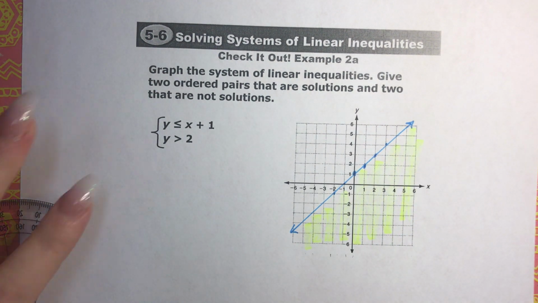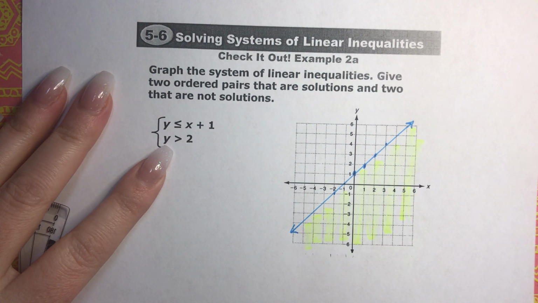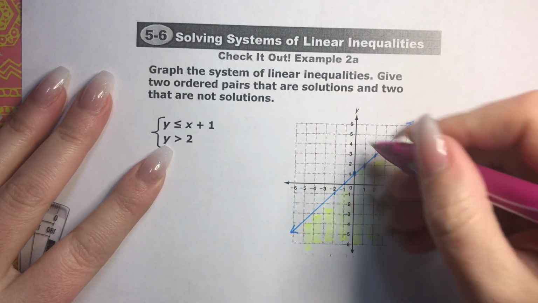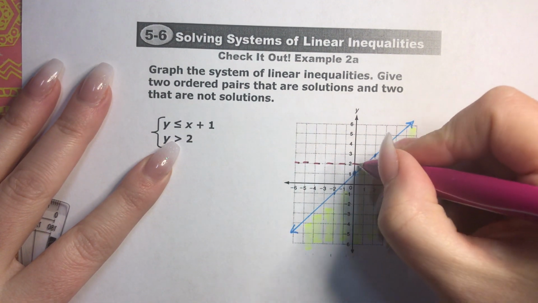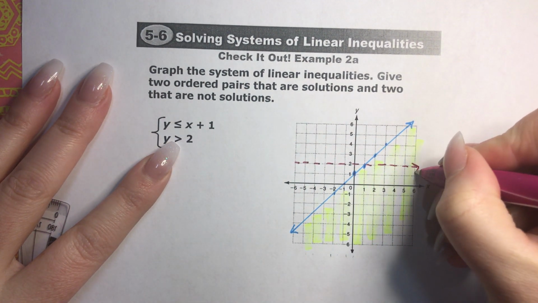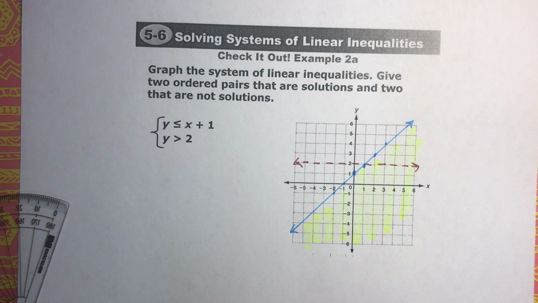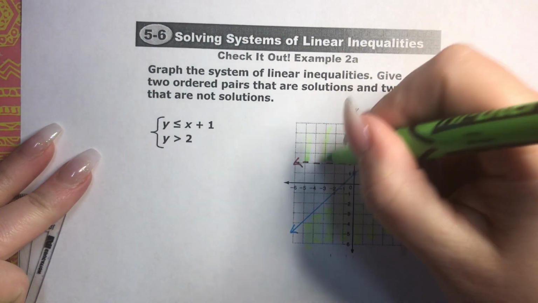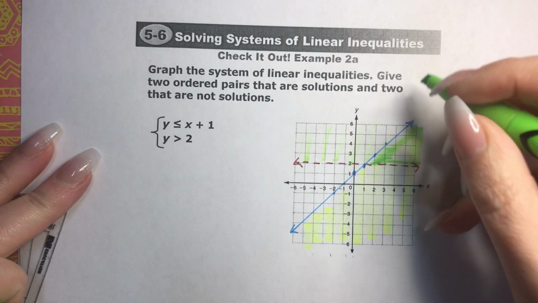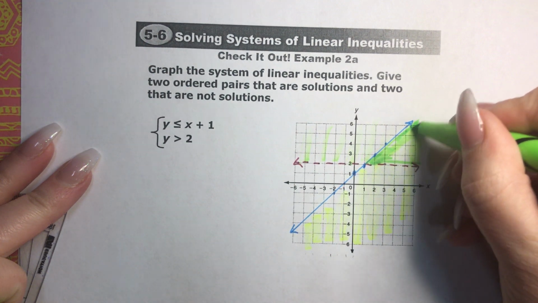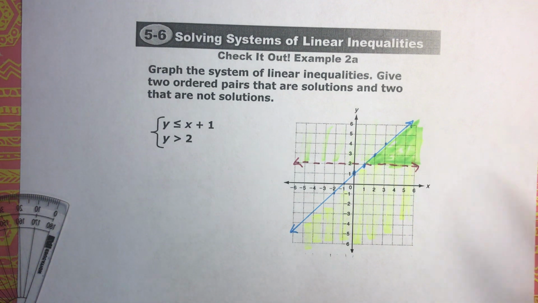Okay, and then what's the next one? y is greater than 2. That is going to be a horizontal line, and it is dashed, like so. And then y is greater than, which means it's everything above here, which means this is where our solutions are. Anything in this region right here. Our solutions may be different. It just needs to be any ordered pair in that region.